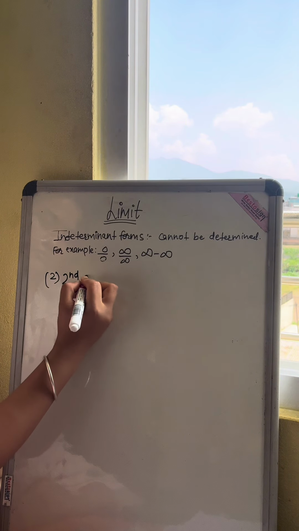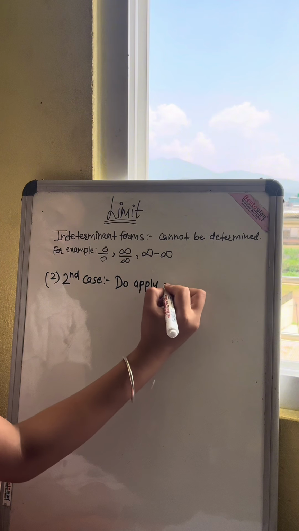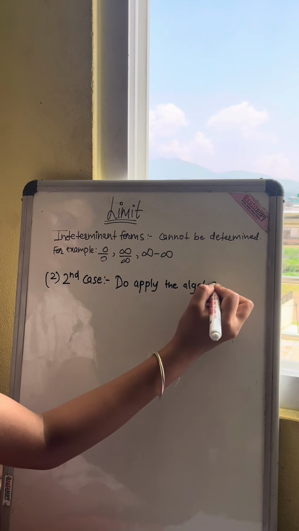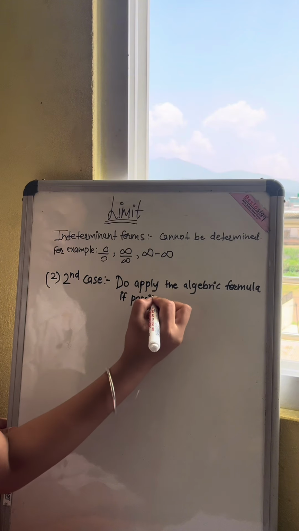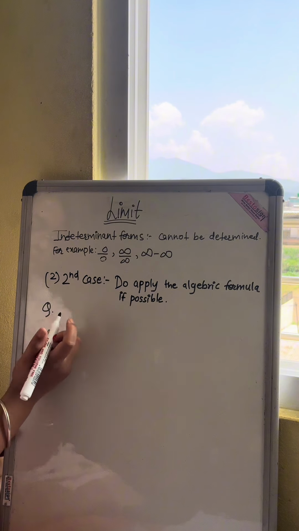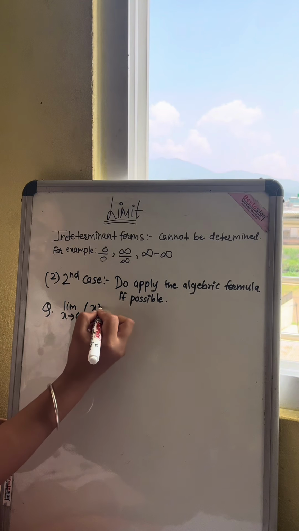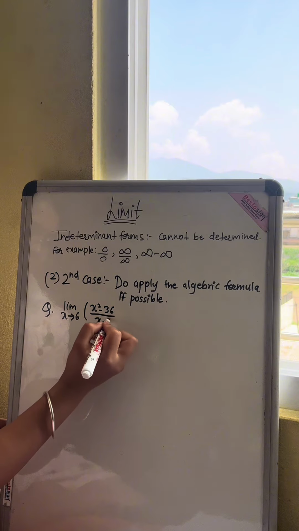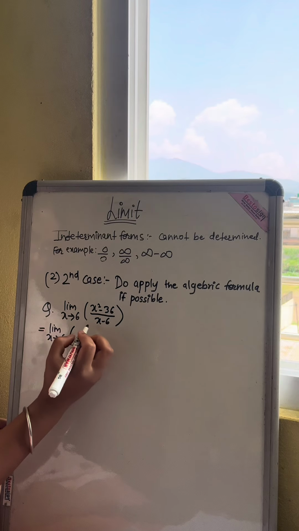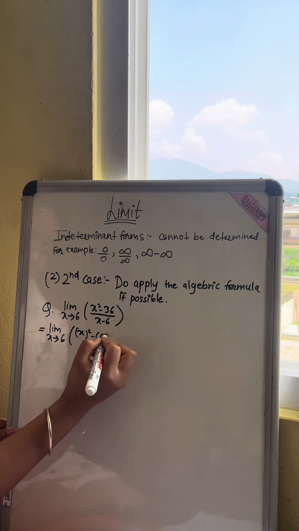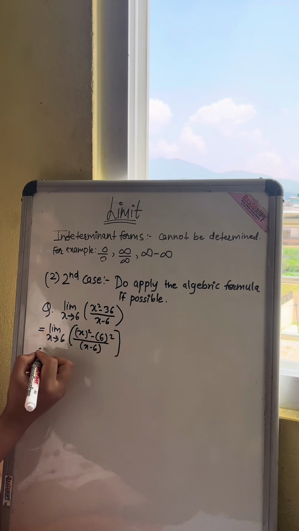Now moving towards the second case, which is to apply the algebraic formula if possible. So we will apply the algebraic formula and solve the question in the second case. The question is limit x tends to 6 x square minus 36 upon x minus 6. Now let's solve this. Limit x tends to 6 and x square minus 6 square, which is 36, and which is in the form of a square minus b square.